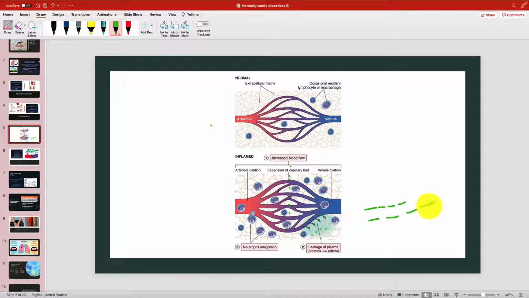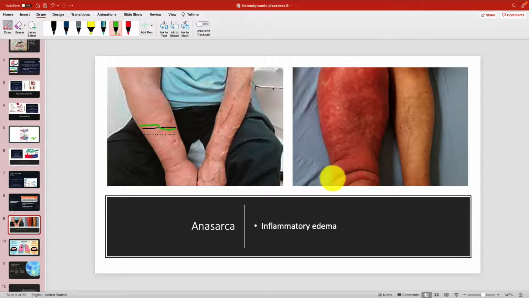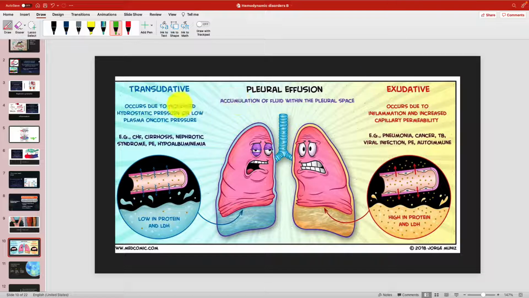And these are cells, right? I'm just kind of drawing them flat. You're looking at these flat, right? And that allows the protein-rich content to get into the interstitial space. So you can see here that this anasarca and this inflammatory edema are really defined by what sort of liquid is pushed out. So we have this transudative and exudative liquid.